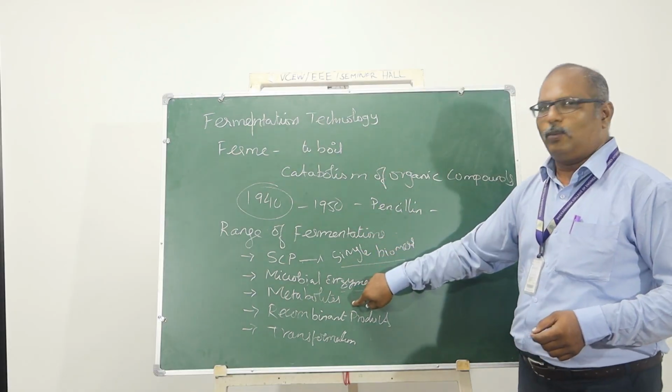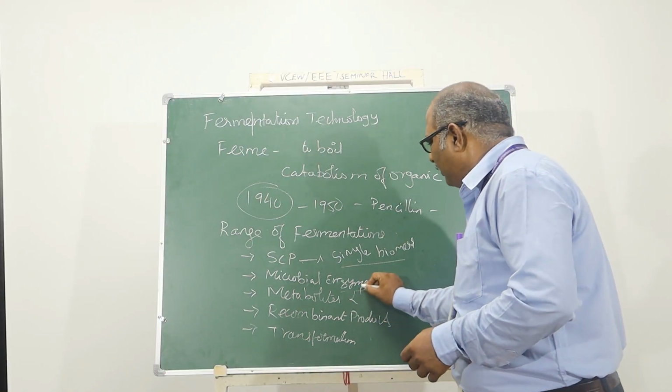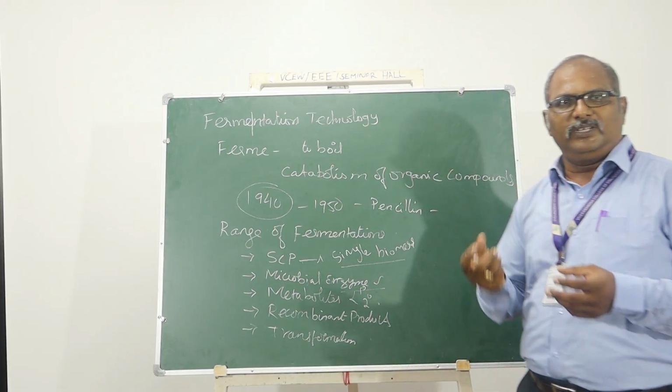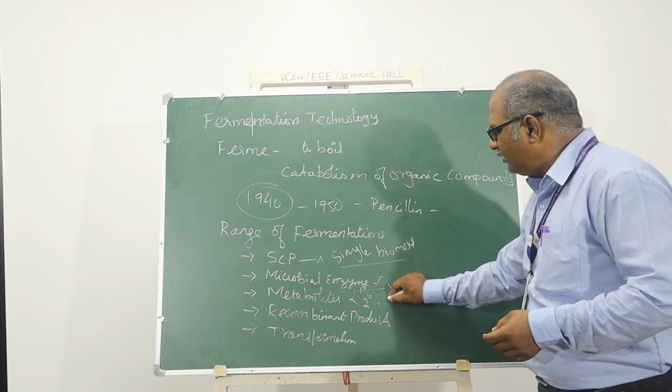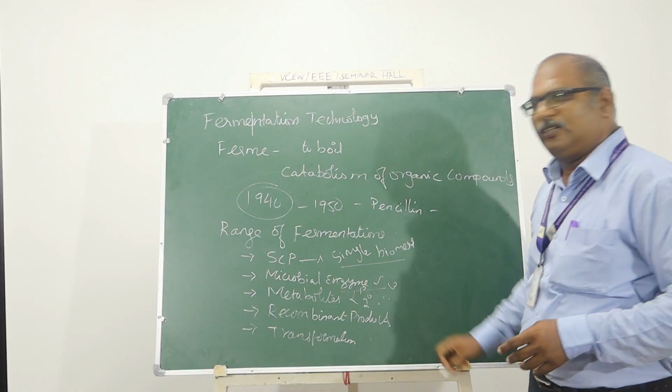And the third one is metabolites. Here the metabolites are majorly classified as primary metabolites and secondary metabolites. During the growth phase of any microorganism, which is called the log phase, and from the exponential phase to the stationary phase, secondary metabolites are produced.